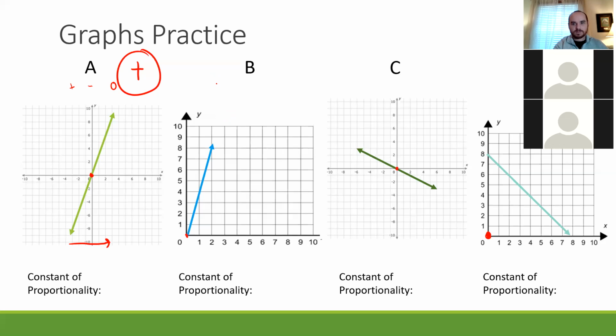Awesome. There we go. So far, everybody I've seen. Sawyer, you're on fire, dude. Everything in all chat. So this one is also positive. It's going up as we go left to right. All right. What about C? Positive, negative, or 0?